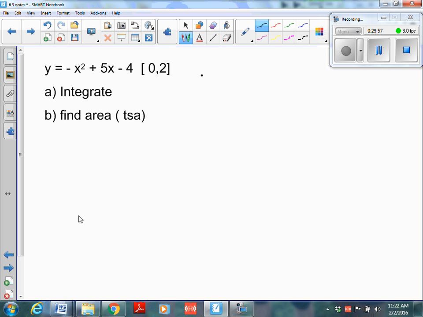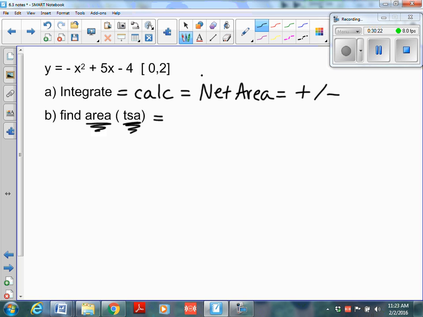Okay, next section, we have 2 more templates. They want you to integrate and they want you to find the total surface area or area. So let's define what integrate means. When you integrate, if you use your calculator, integrating is basically net area, which deals with pluses and minuses below and above the graph. If they ask you to find area, which is called total surface area, they're going to ask you to find the absolute value of all the sections, or all pluses. Depends on how many sections.